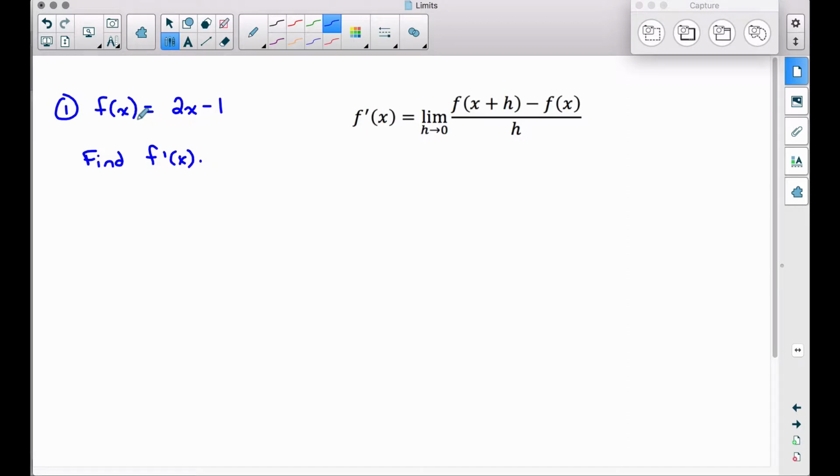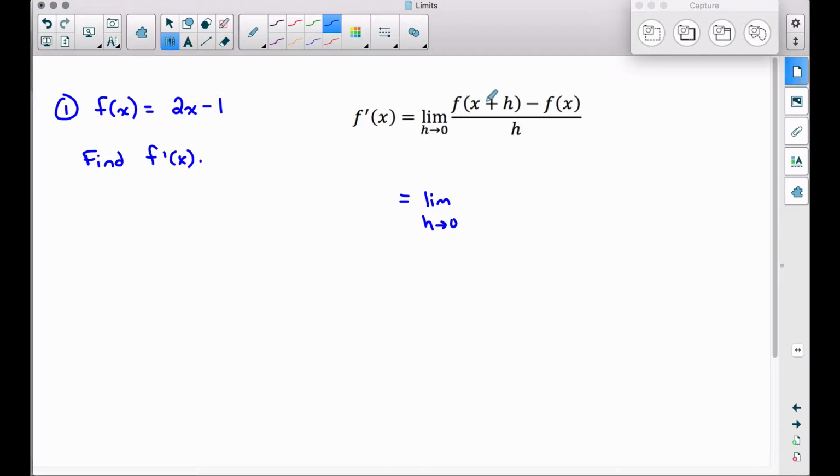We have a linear function f of x equals 2x minus 1, and we want to find f prime of x. This is the definition of a derivative, the formal definition, and what we're really doing here is finding a limit. We're going to let h approach 0, and as you can see, we have a problem right there because we can't plug 0 into our denominator. We have function notation up here, and really what we want is the limit as h approaches 0, and f of x plus h simply means take x plus h and plug it into the function.